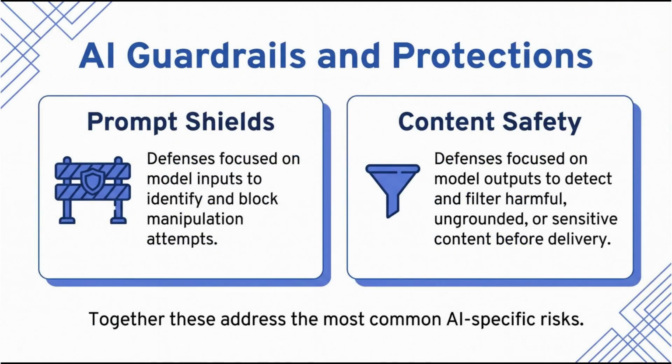Microsoft provides two core guardrails. Prompt shields analyze and block manipulation attempts on model inputs, including jailbreak patterns and indirect injections. Content safety filters model outputs to detect and block harmful, ungrounded, or sensitive content before it reaches the user. Together, these built in defenses address the majority of AI specific risks at the model interaction layer.